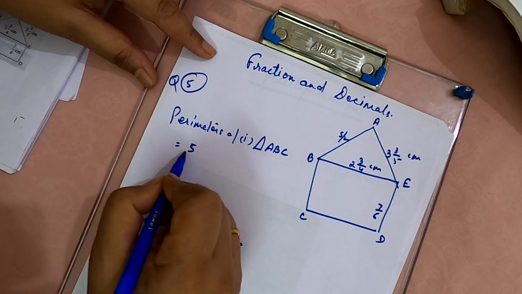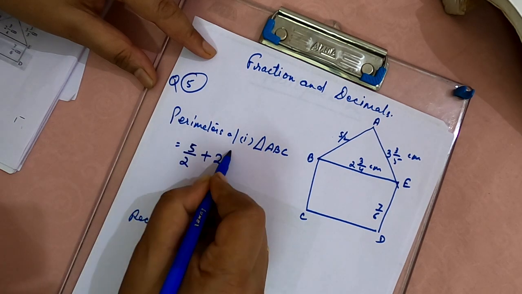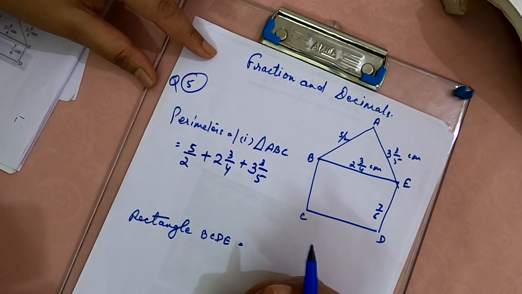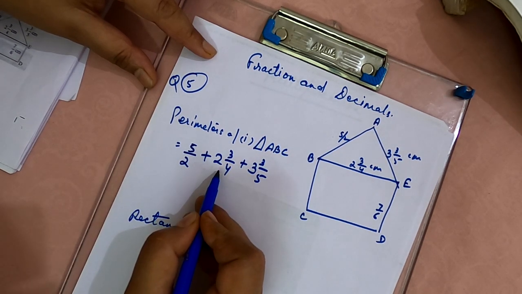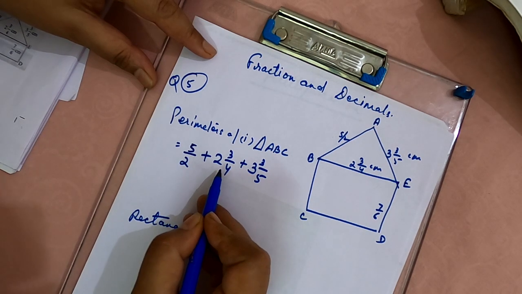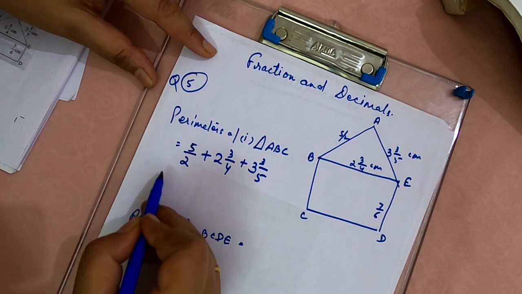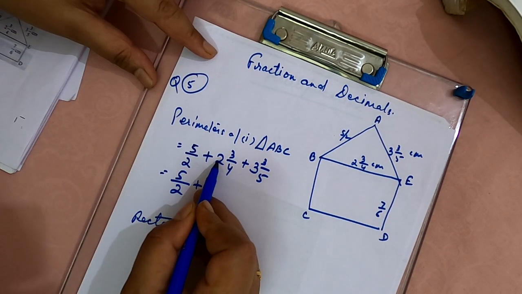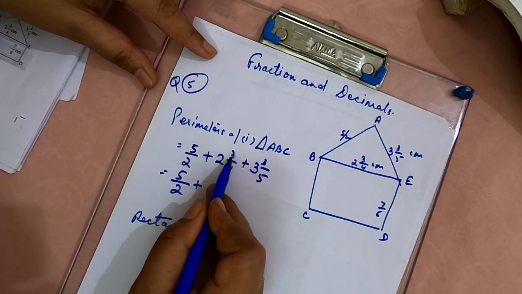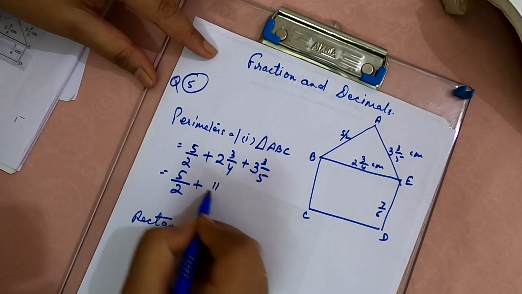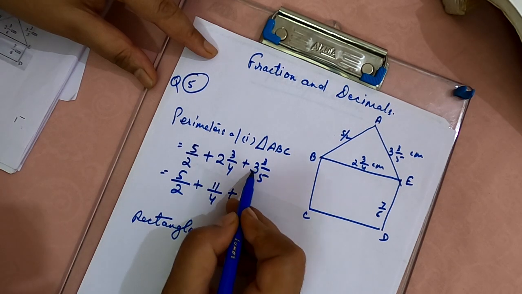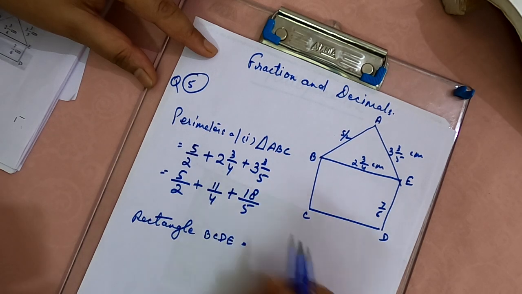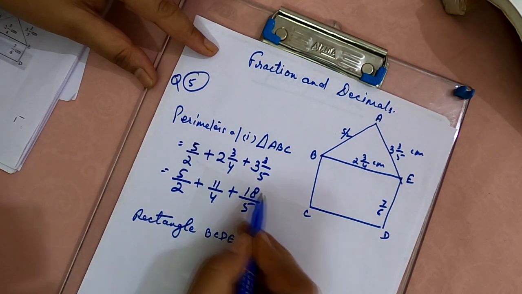So it will be equal to 5 by 2 plus 2 whole 3 by 4 plus 3 whole 3 by 5. Clear? You know that these are mixed fractions. I told you in my previous video how to convert the mixed fractions into improper ones. So let us write down 5 by 2 plus, 4 2s are 8, 8 plus 3, that is 11, 11 by 4 plus, 5 3s are 15, 15 plus 3 is 18, 18 upon 5.